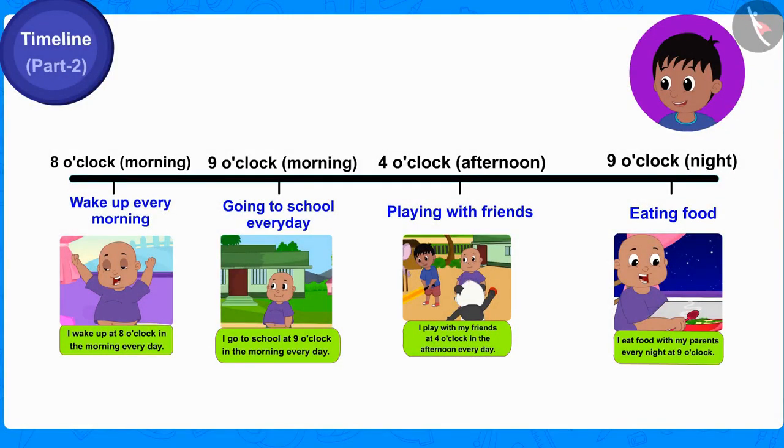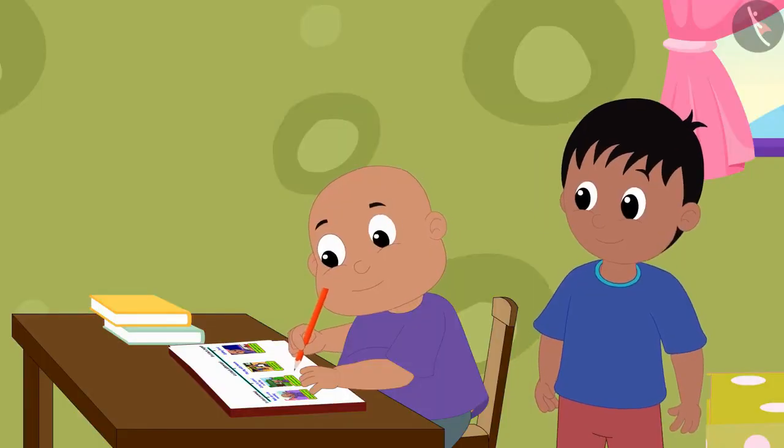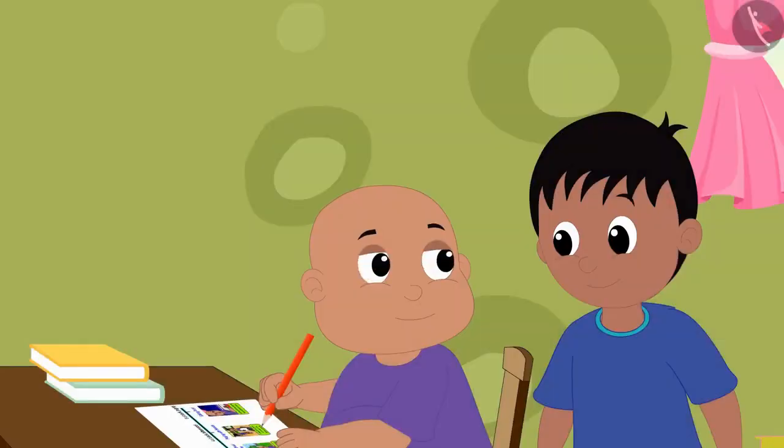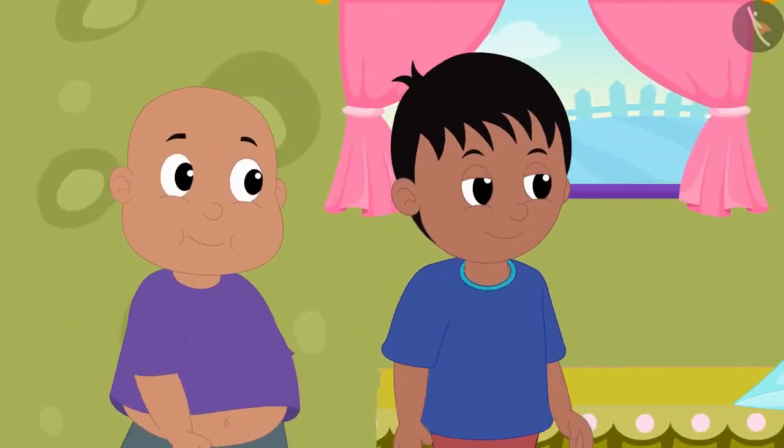Raju also completed the timeline in Bablu's diary by drawing beautiful pictures and writing the time in the correct order. Bablu thanked Raju for teaching him to write his daily routine using the timeline beautifully. And then both went to the play park.